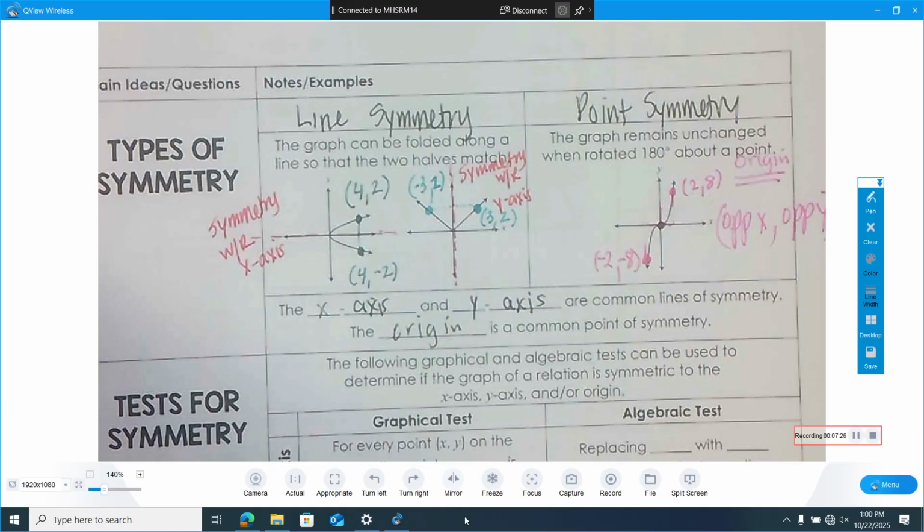Thank you. All right. So we can use this to help us graph, to recognize symmetry.